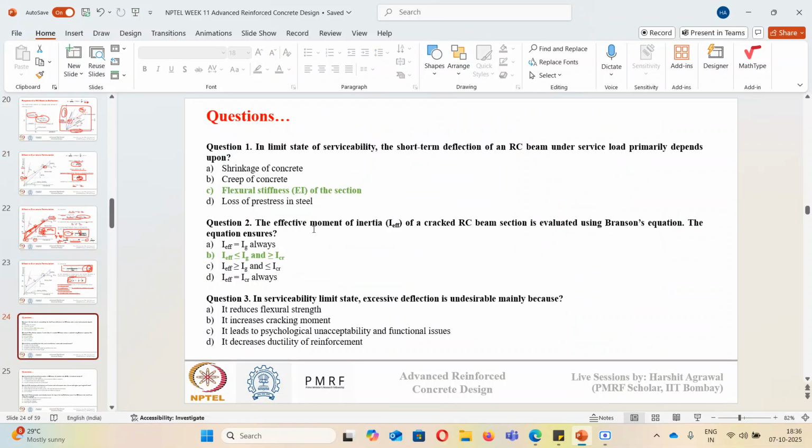Question number three. In serviceability limit state, excessive deflection is undesirable mainly because, why is excessive deflection undesirable? Just based on the theory part that we discussed, the answer should be simple.